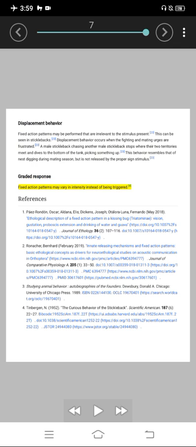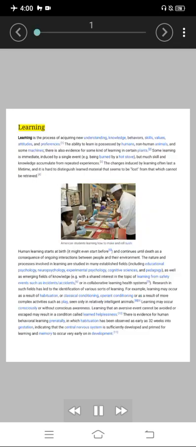Learning. Learning is the process of acquiring new understanding, knowledge, behaviors, skills, values, attitudes, and preferences. The ability to learn is possessed by humans, non-human animals, and some machines. There is also evidence for some kind of learning in certain plants. Some learning is immediate, induced by a single event, e.g. being burned by a hot stove, but much skill and knowledge accumulate from repeated experiences.